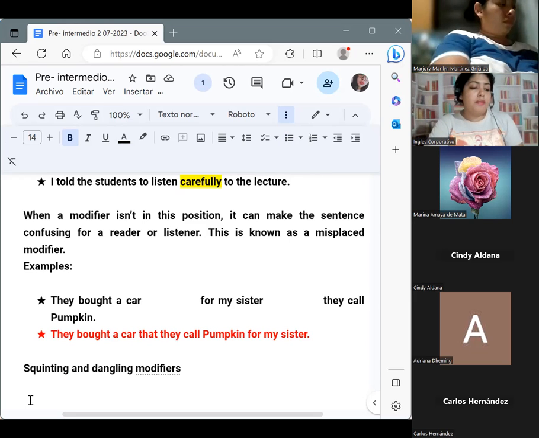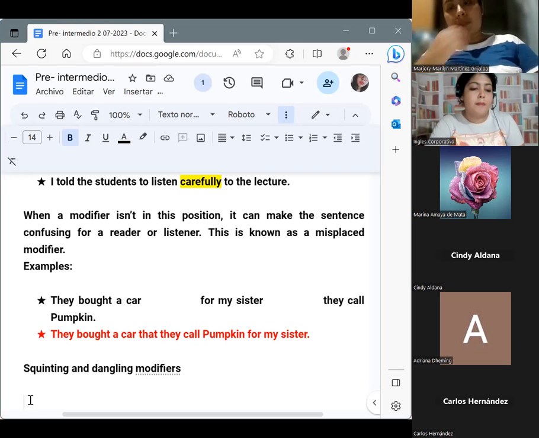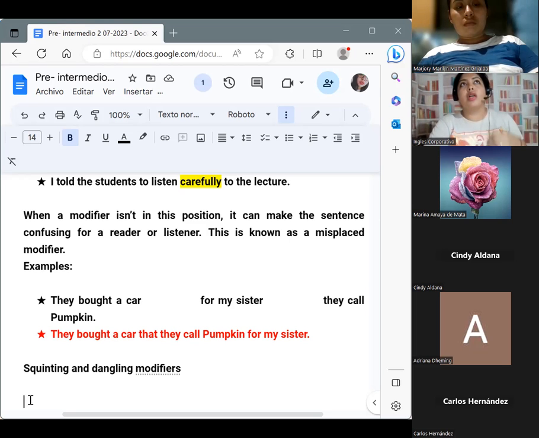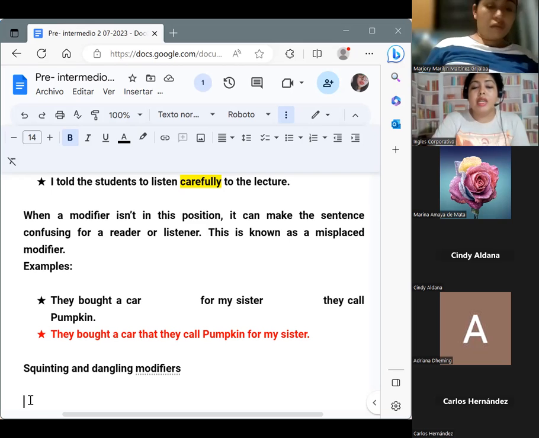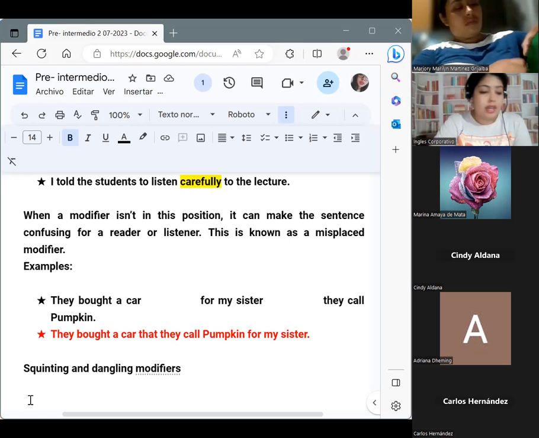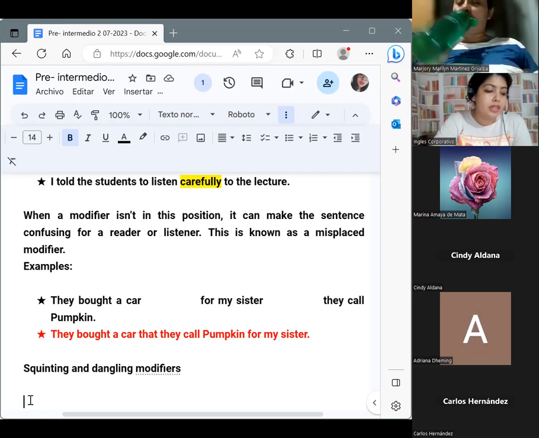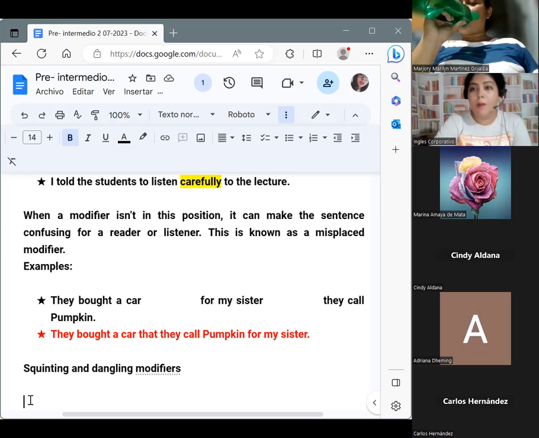One type of misplaced modifier is known as dangling modifier. A dangling modifier is a modifier that doesn't modify any specific word in the sentence. En este caso, los dangling modifiers no modifican nada. En realidad no están modificando algo en específico.